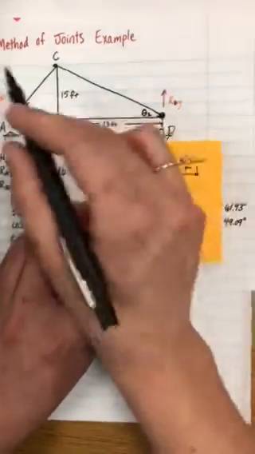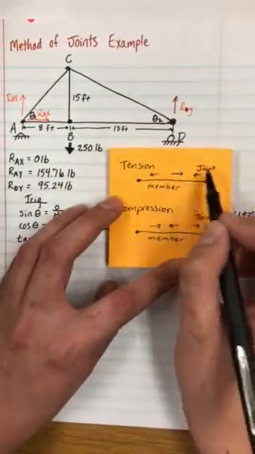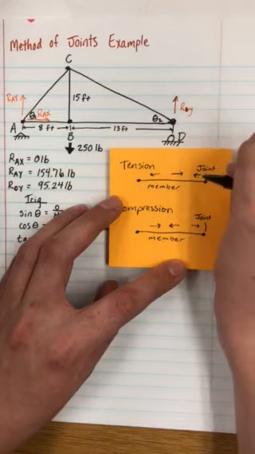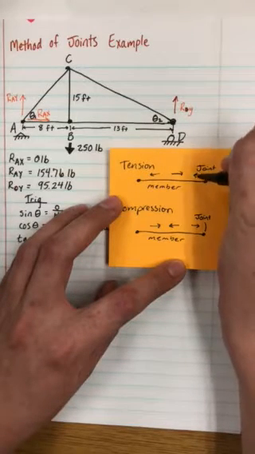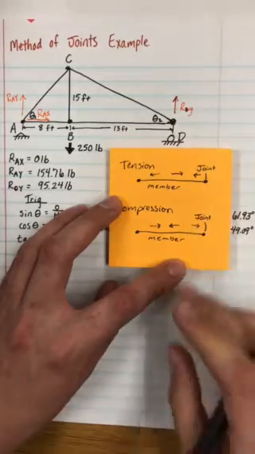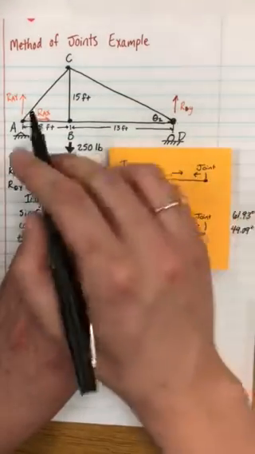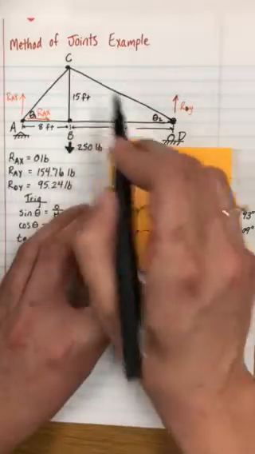And for this method of joints, we're going to assume that all of the members are in tension, as in any of the forces that we're going to write down are going to be pointing away from each of our joints. So keep that in mind as we draw the free body diagrams that go along with joints A, B, C, and D.